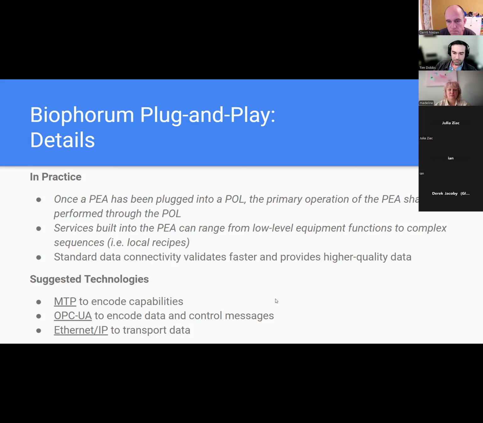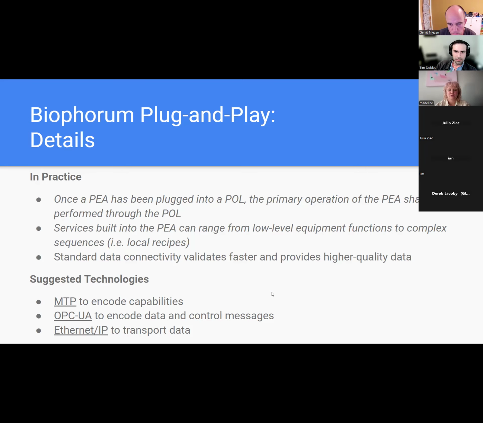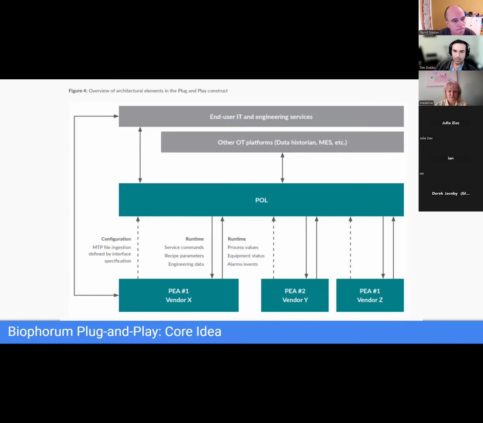Thanks for putting that link in the chat. All right, any thoughts on that? I think we're doing all right on time. Any questions on the bioforum stuff? This is, I think, the most important part of the whole piece.